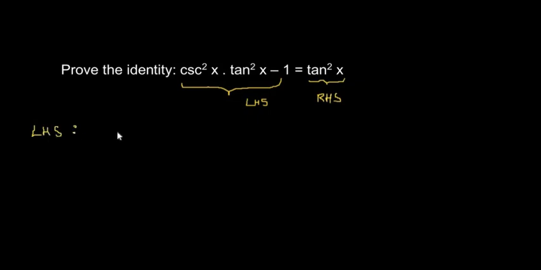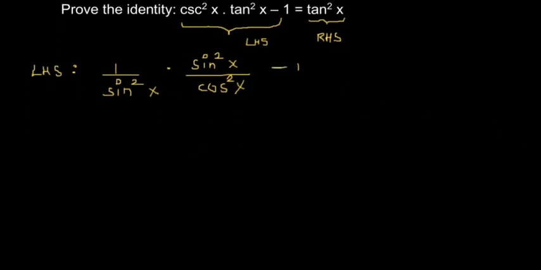So LHS is given as cosec square x. Cosec square x is a reciprocal of sine square. So I'm going to write it as 1 over sine square x times, since there is a sine here, I will change the tan square x in terms of sine and cos. So it is sine square x over cos square x using the quotient identity, minus 1. This is the remaining term we write here.